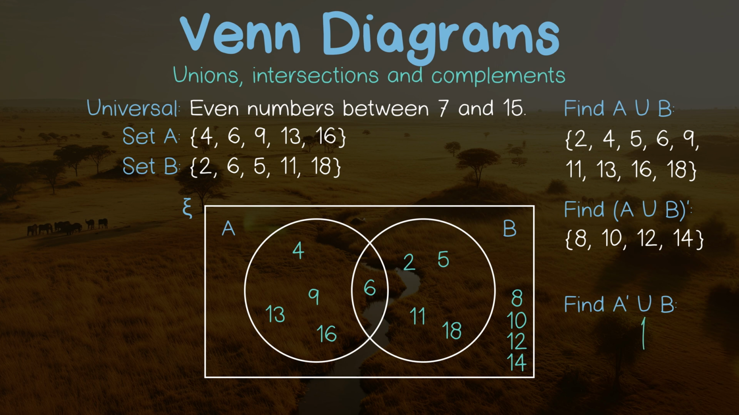Last one, this means the union of A and B, but without A. From B, we get 2, 6, 5, 11 and 18, while skipping 6 because it's shared with A. Then from the rest of our numbers, 8, 10, 12 and 14.